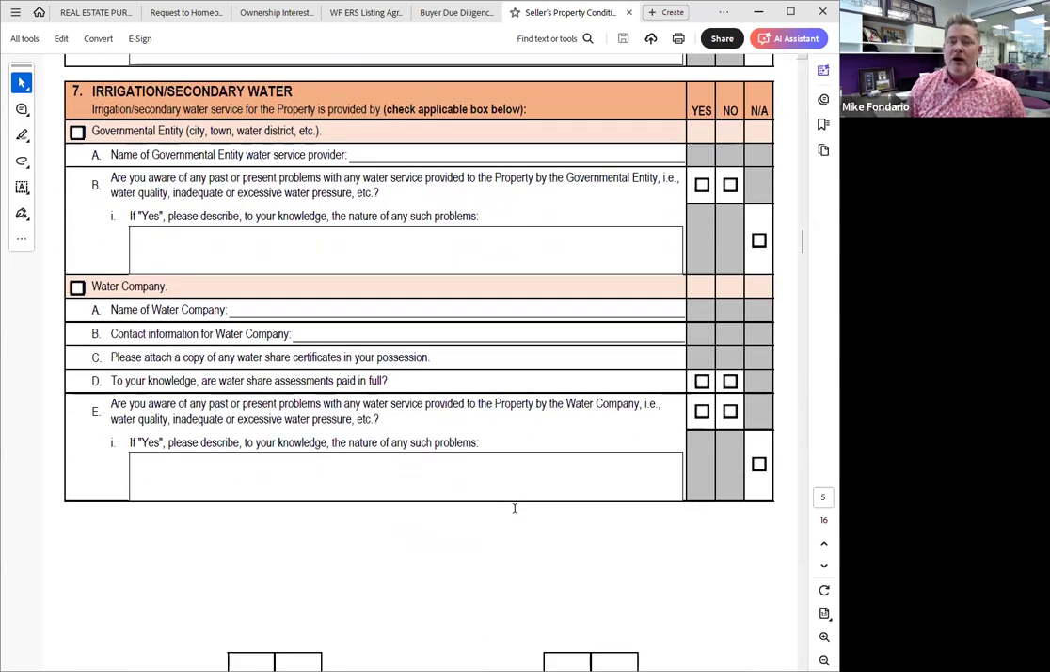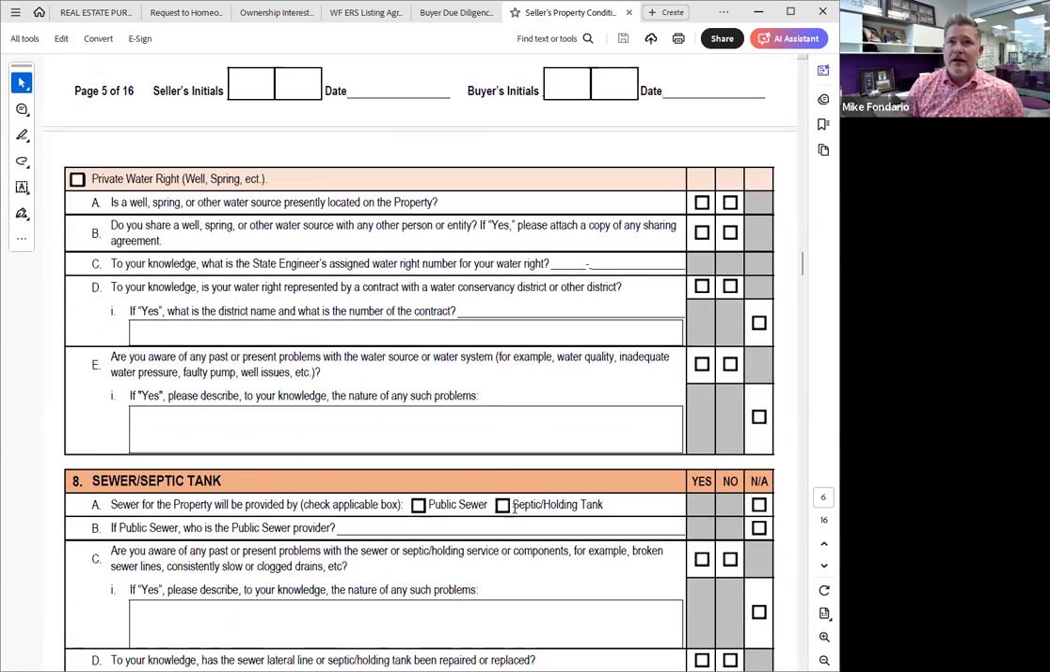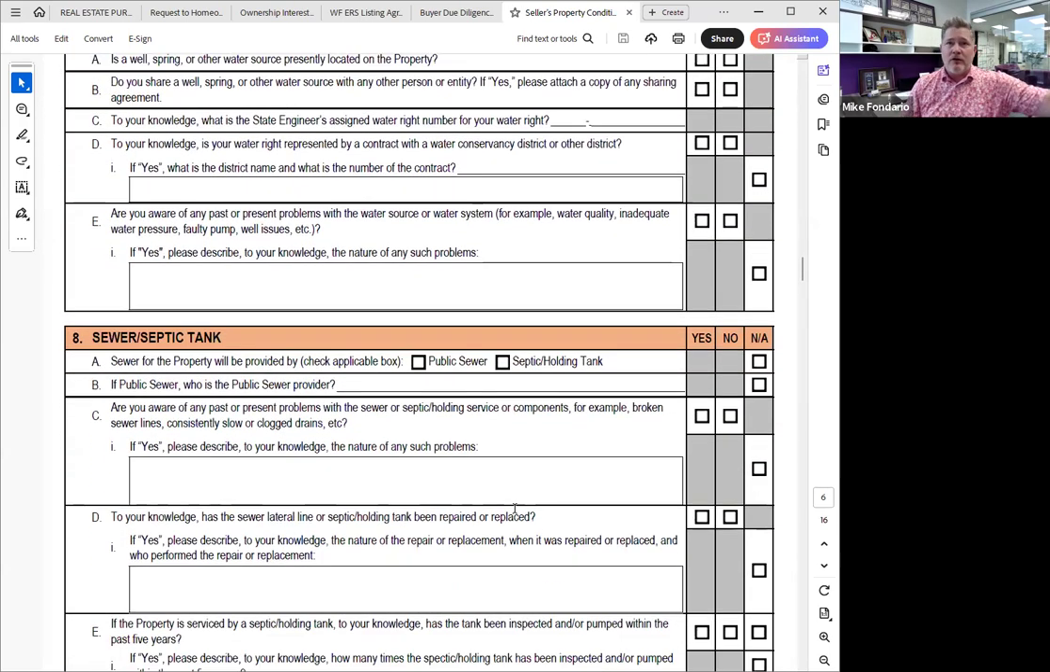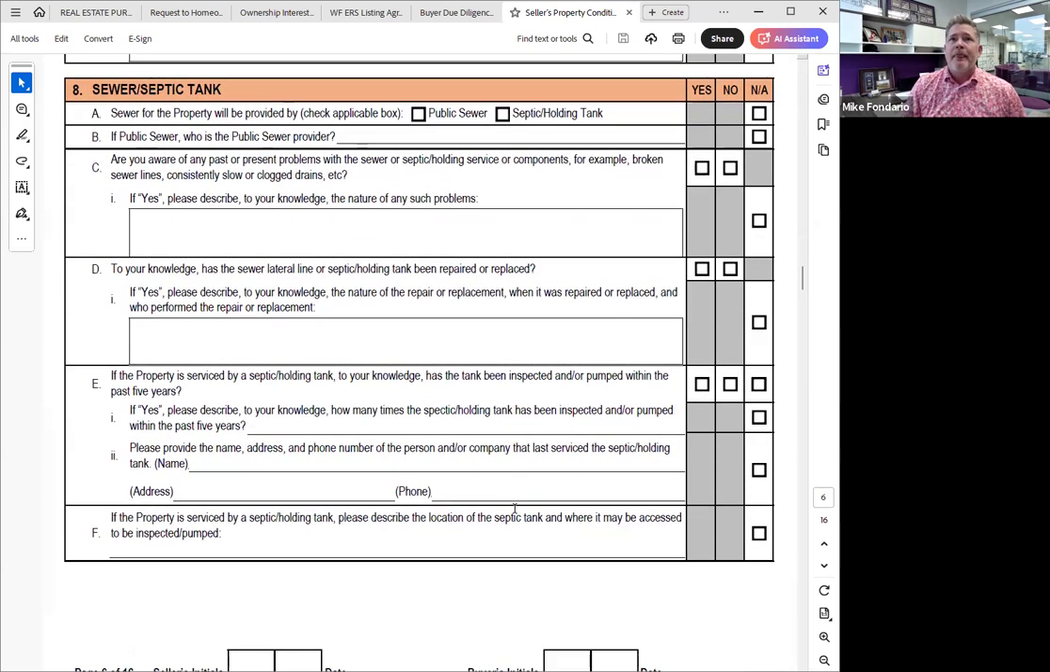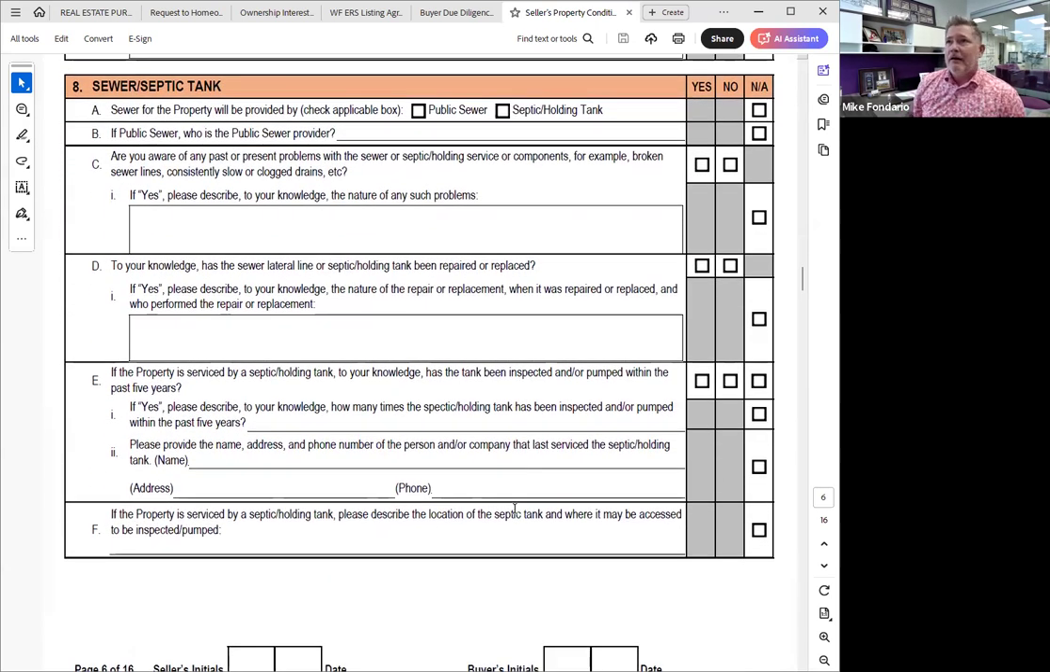Irrigation and secondary water, usually this is on their bill and something that's easily discoverable. So not a very difficult issue. Again, got to provide all that great contact information, and the same goes there. Sewer, septic tank. This I think all of us are going to deal with, almost no matter where you're at along the Wasatch Front or in the entire state of Utah. You're going to work markets with septic tanks.